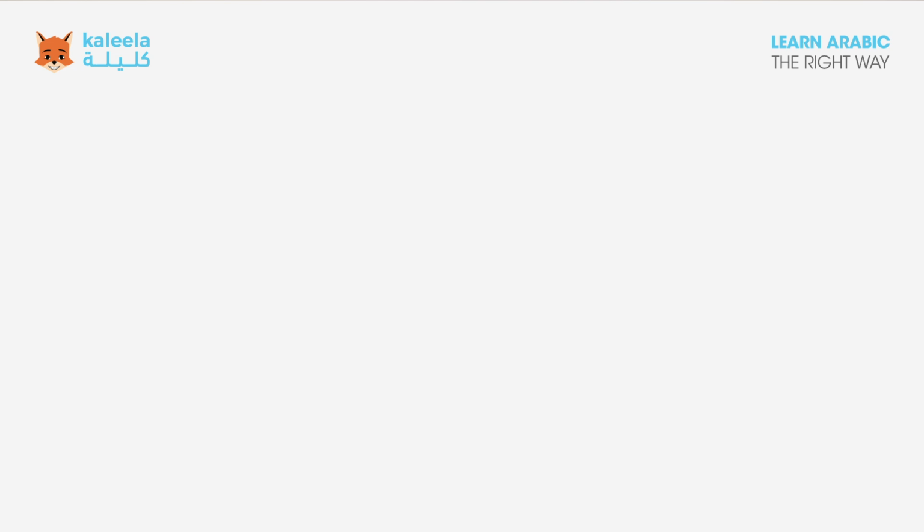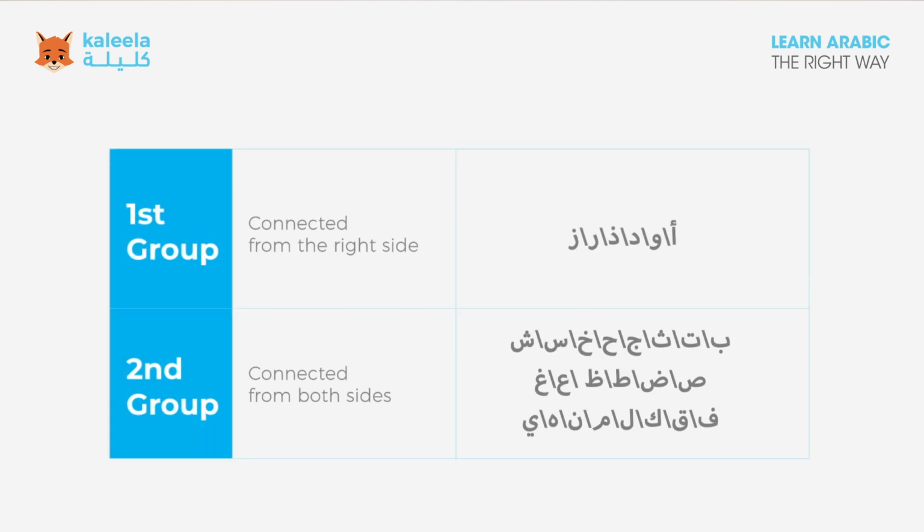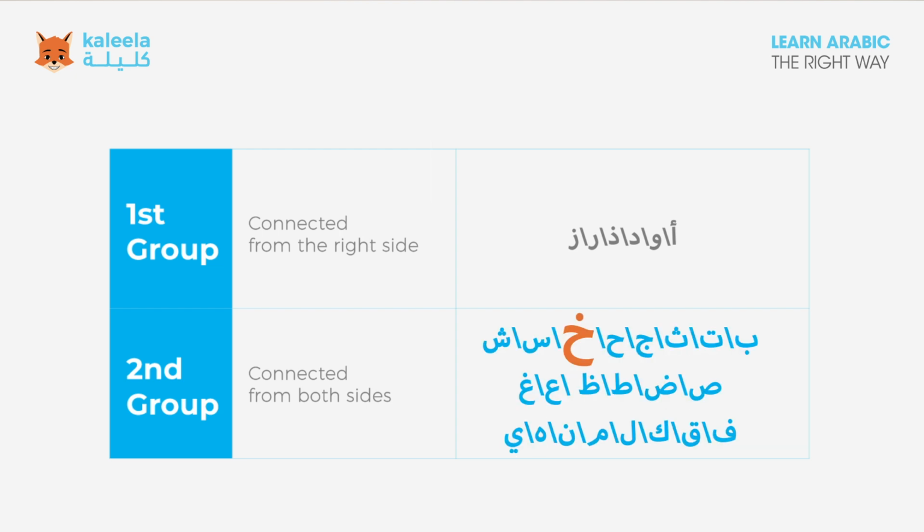Before getting to know more shapes of the letter Khaa, please note that there are some Arabic letters that can only be connected from the right side, as shown in the first group, and the rest from both sides, as in the second group. And since we're talking about the letter Khaa, it falls in the second group, the letters that can be connected from both sides. Watch the video till the end to know why is Khaa connected in some cases and disconnected in others.